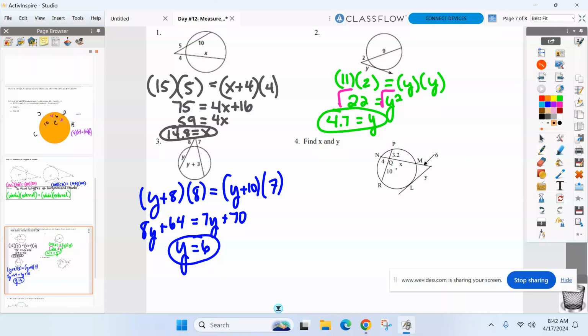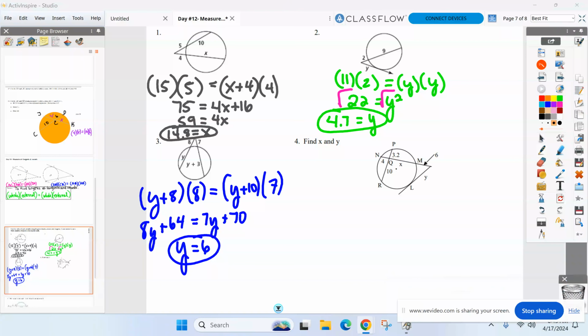Okay, and before we get to this next one, everyone comfortable with this whole times external idea? Any questions? Because what I want to do now with number 4 is put yesterday's chords and today's tangents and secants all in one problem. So we have to go back to yesterday and remember that fact that I gave you.